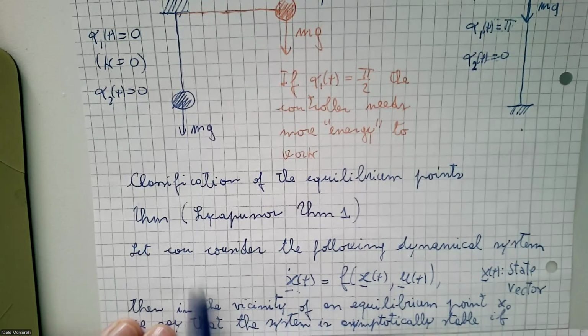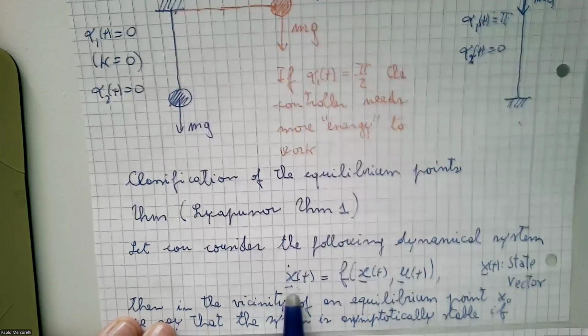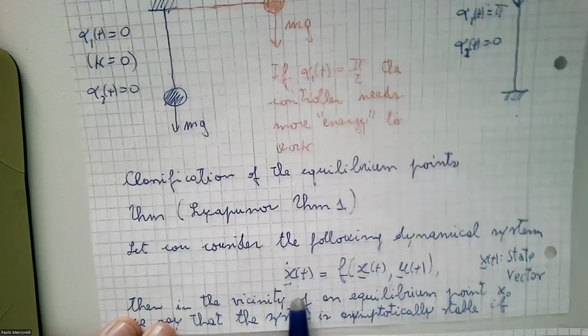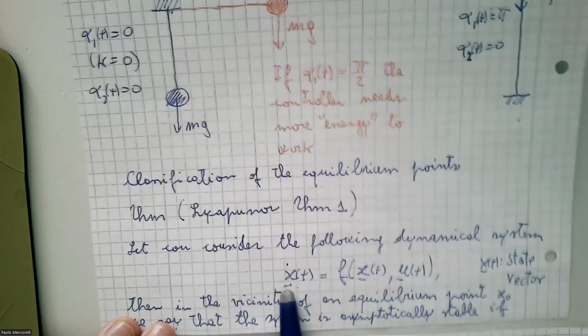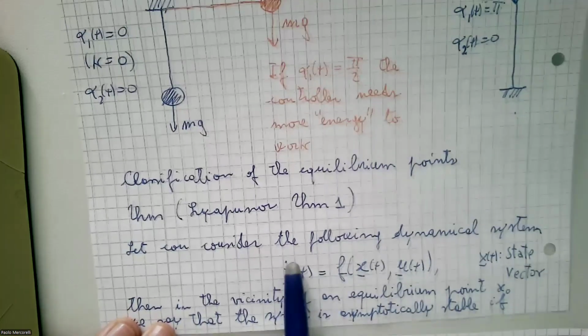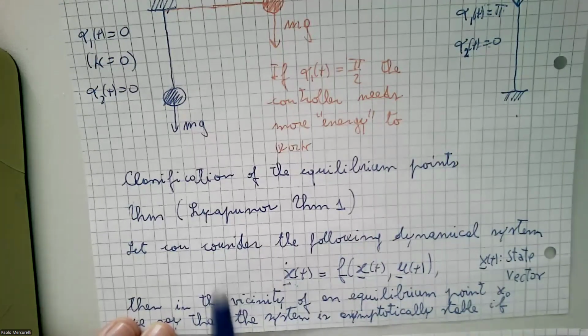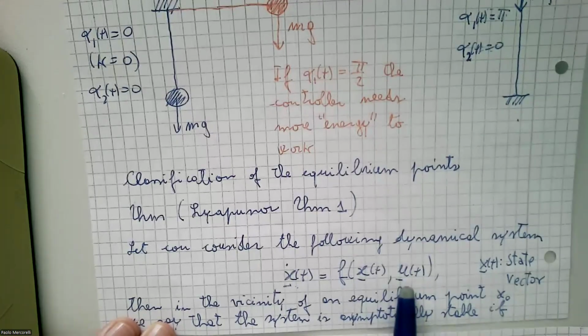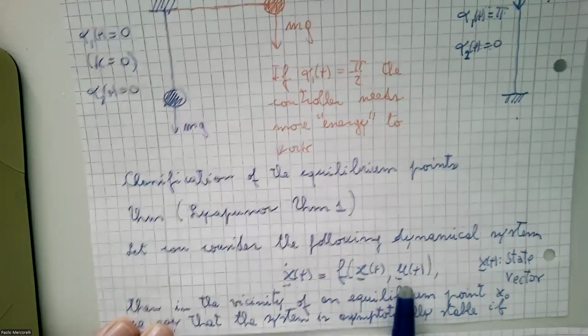Let me consider the following dynamical system. Quite abstract, but look, x is a vector. We can see that the derivative of the vector is a function of the vector and the input. Exactly what I told you in the presentation, exactly what we have here.